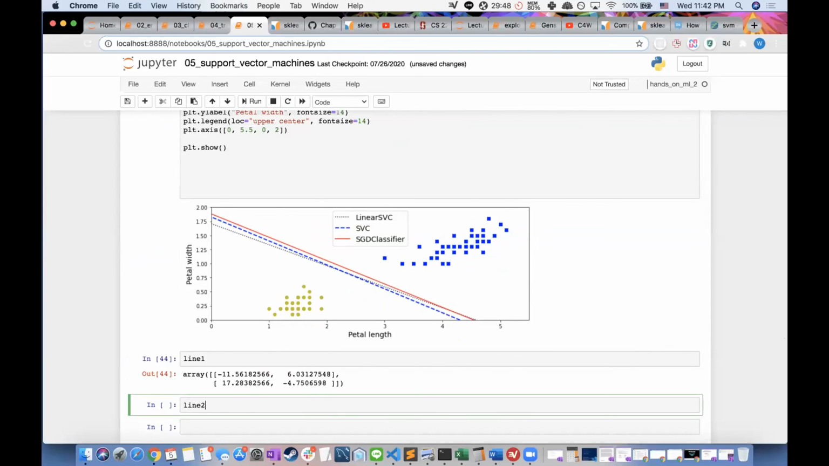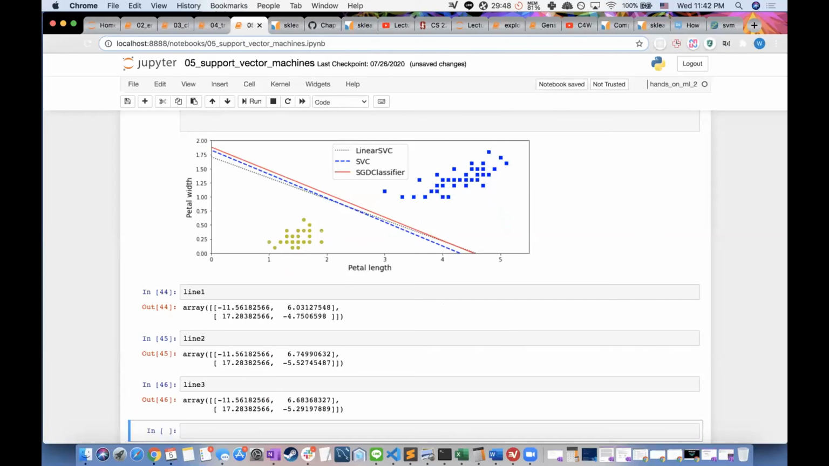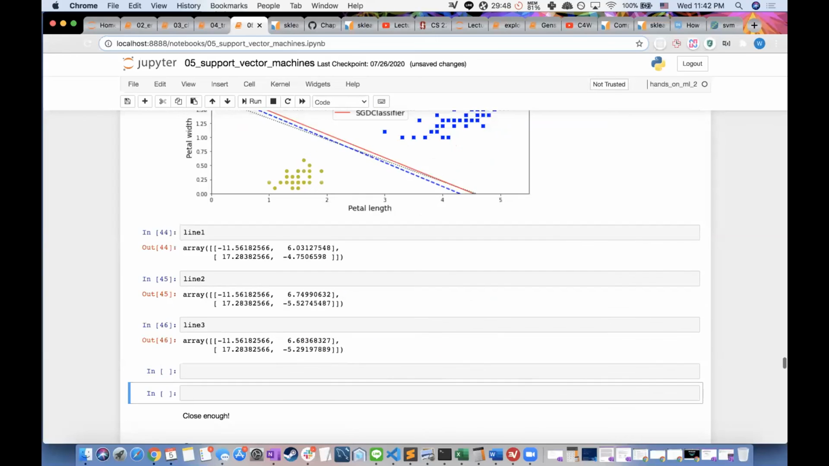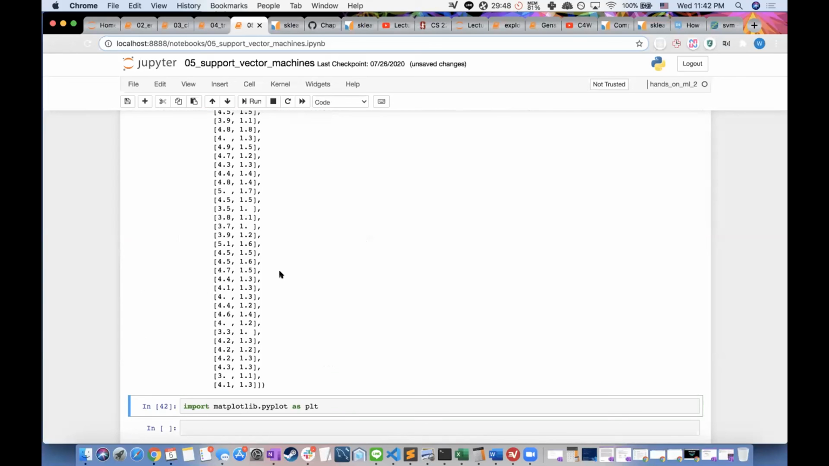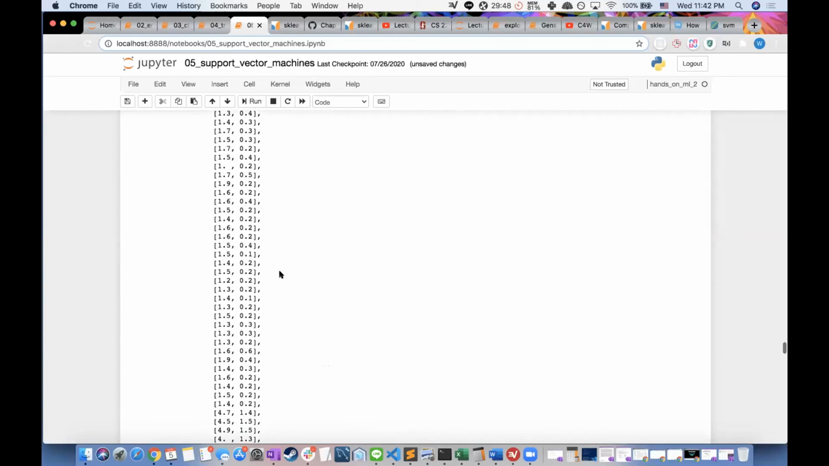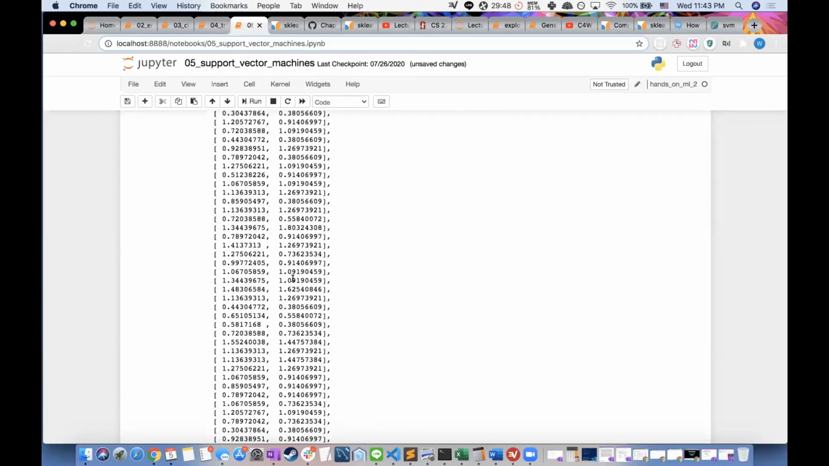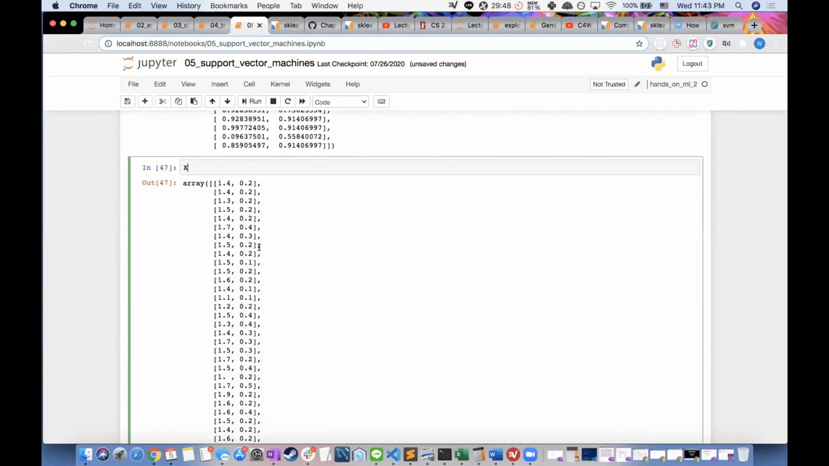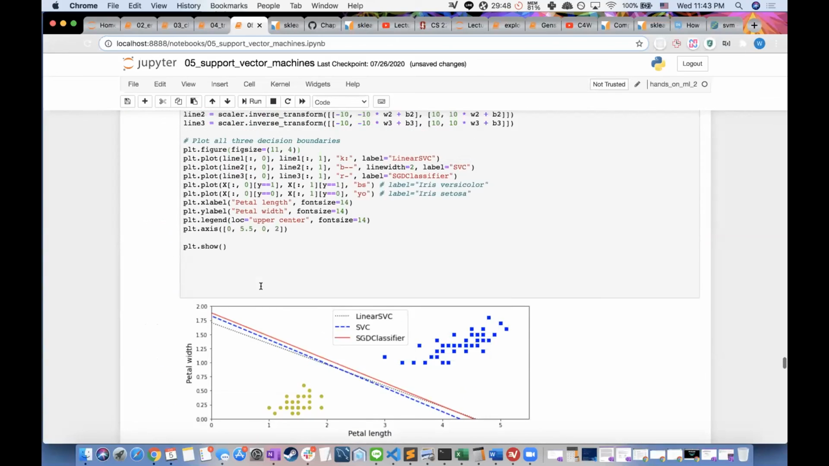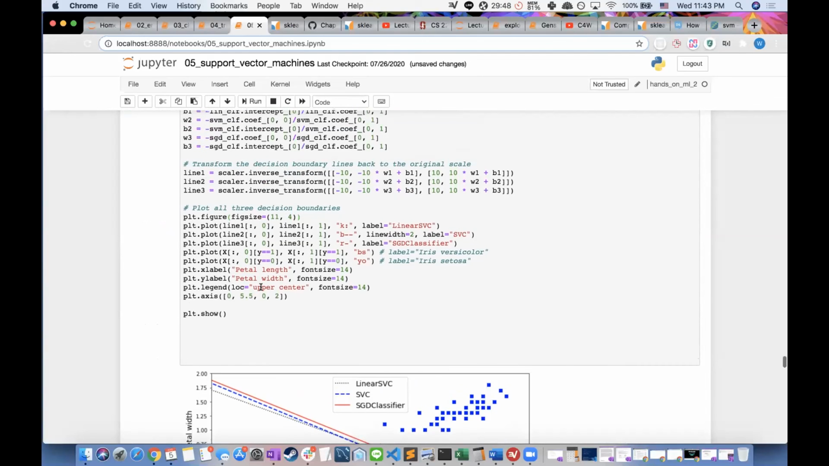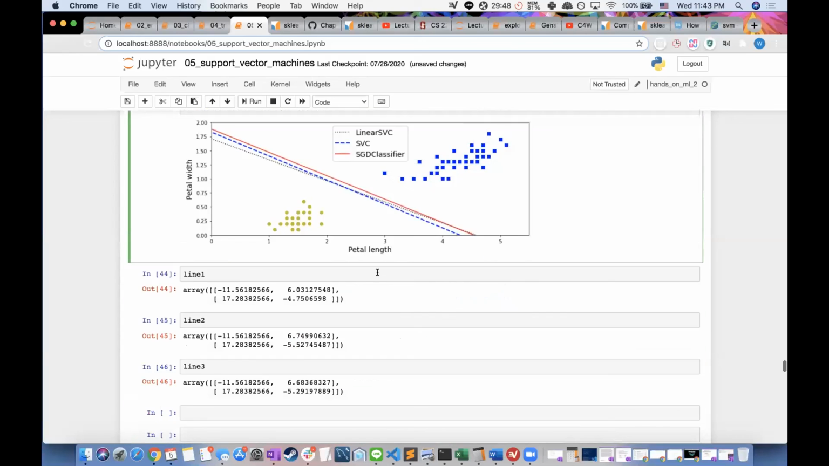Line 2, line 3. Okay. And what does X look like? Yeah, so it's basically back to sort of a scale of X. X was transformed into a range like this, but originally it was like this, and now it's kind of back to that, but he also used -10 and +10.